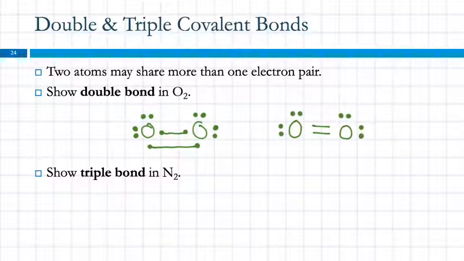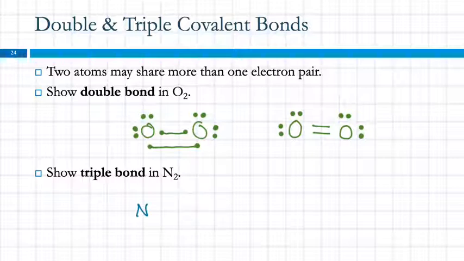Yeah, question? But if it helps you, go ahead and draw the dot at each end to remind yourself, oh yeah, that's a pair of electrons, shared pair of electrons. So that's a double bond. In nitrogen, we get a triple bond.